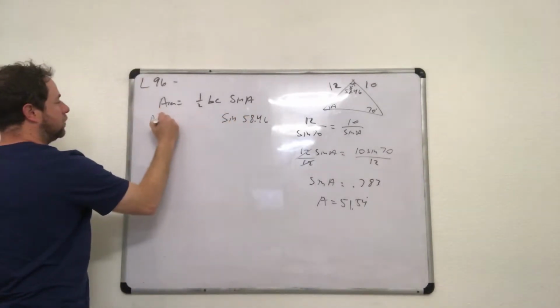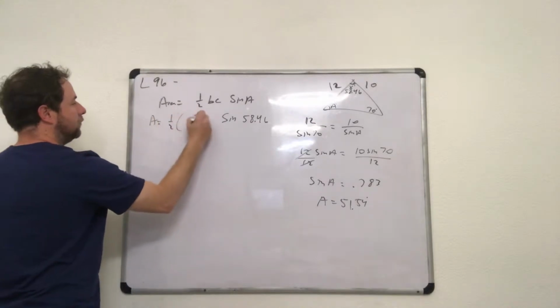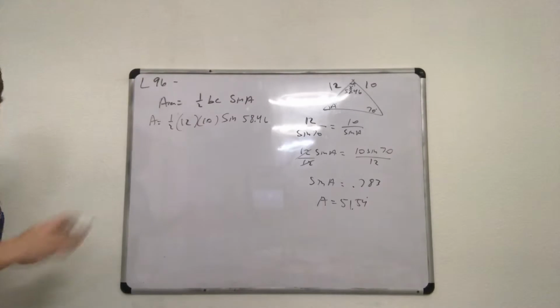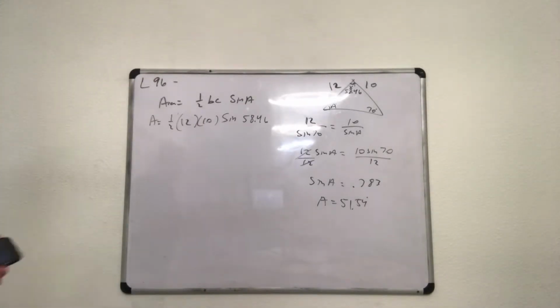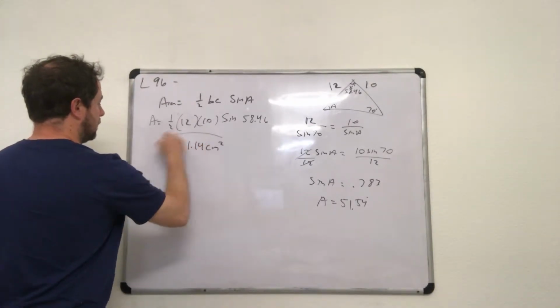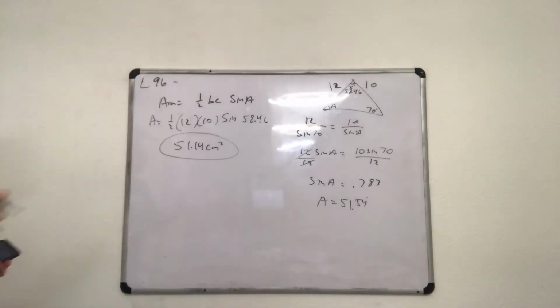So area equals half of B times C, 12 times 10. Put that whole thing in your calculator, you get the area is 51.14 centimeters squared. Not too tough, a different way of finding the area of a triangle.